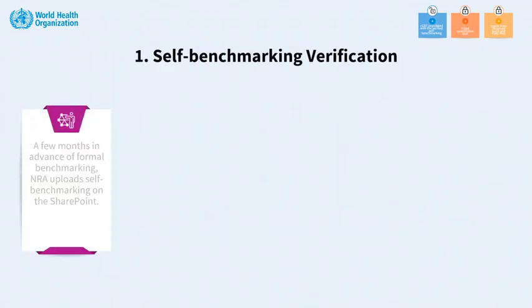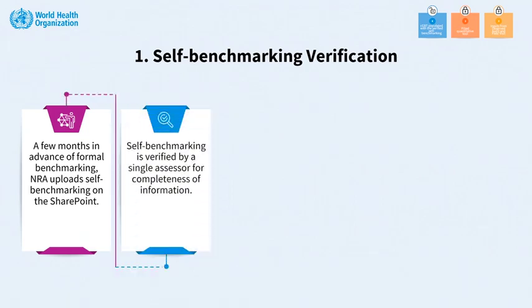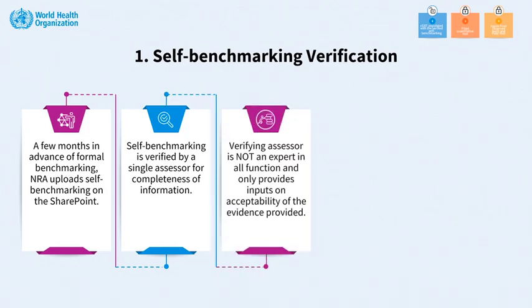In preparation for formal benchmarking, the NRA uploads a self-benchmarking report on SharePoint a few months in advance. An assessor will be appointed to verify the completeness of the self-benchmarking information. The verifying assessor is generally not part of the team which will conduct the formal benchmarking. He or she cannot be an expert in all functions.